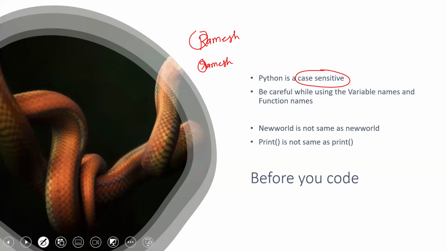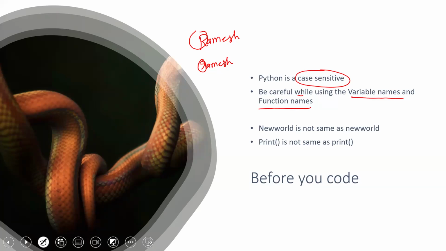Most of the time, as a learner, we make mistakes in this aspect. Sometimes we write small letters and call them as capital letters. Second point: be careful while using variable names and function names. We need to understand what variable names are and what function names are.